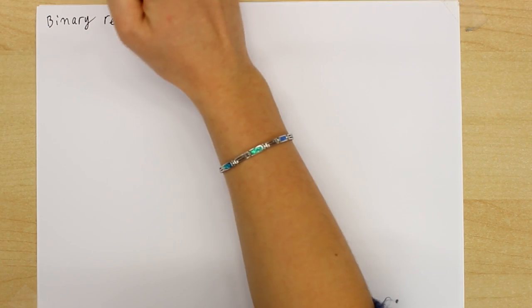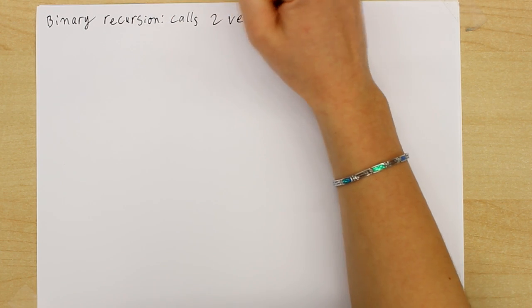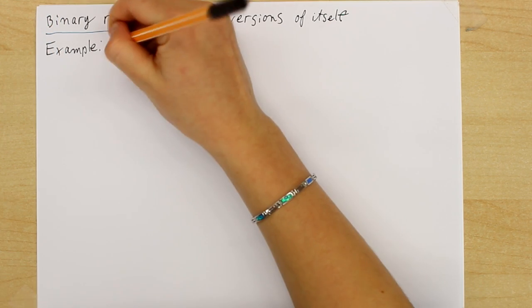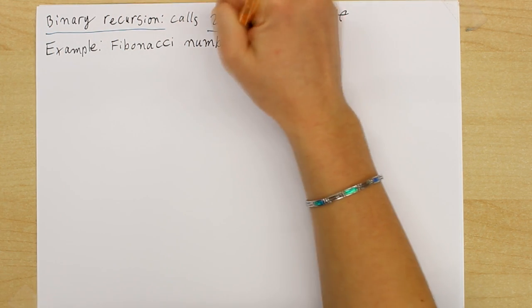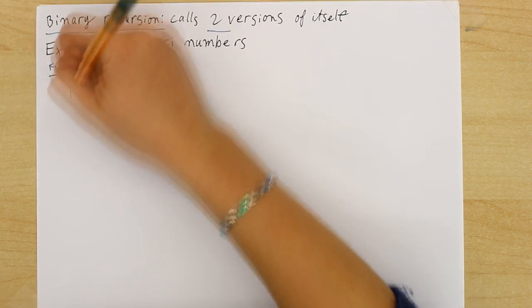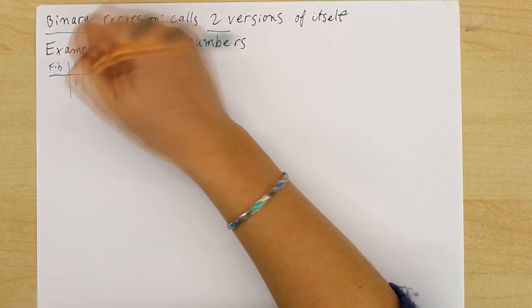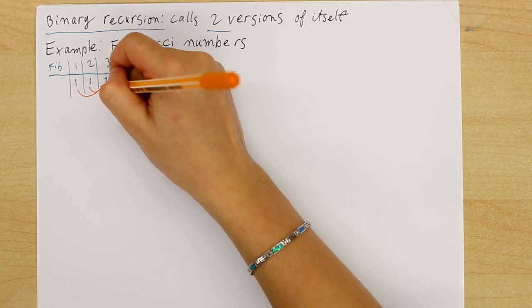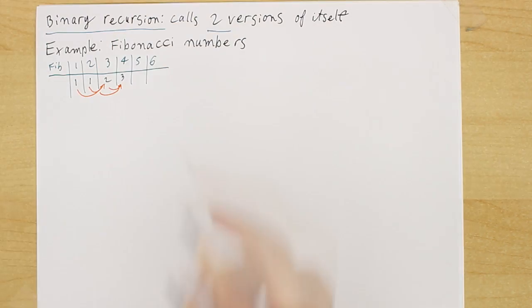Then there's binary recursion, in which the method calls two versions of itself when it runs. A good example of this is calculating Fibonacci numbers. Each Fibonacci number is the sum of the two previous Fibonacci numbers. So the first and second are just 1. And then the third Fibonacci number is 1 plus 1, so 2. And the fourth Fibonacci number is 1 plus 2, so 3. And then the fifth one is 2 plus 3, 5. And the sixth one is 8.